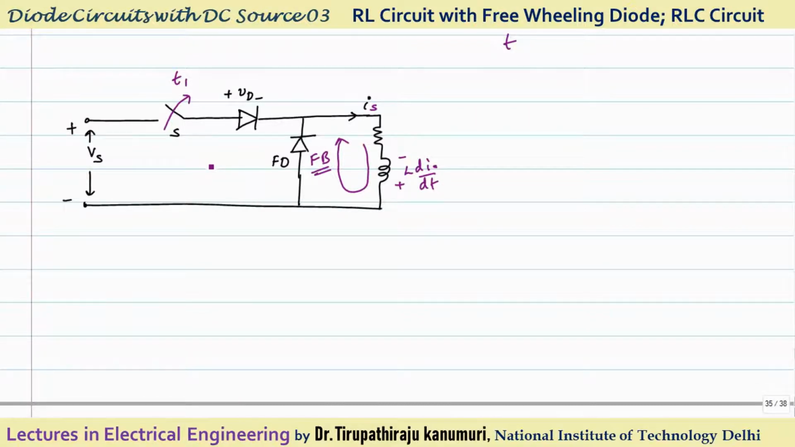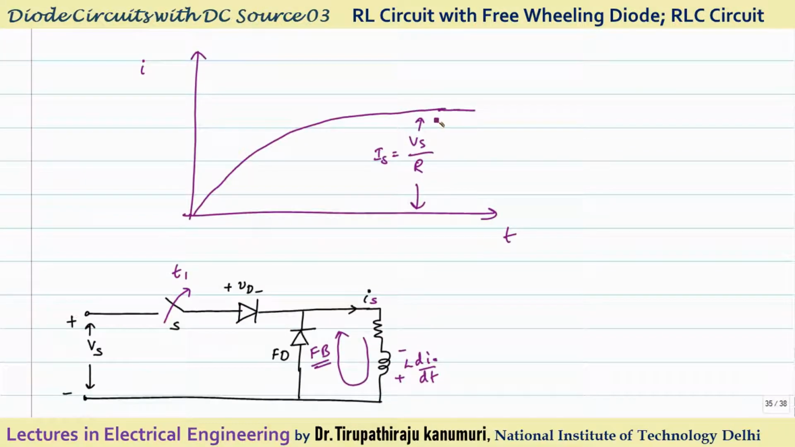Under steady state conditions, we can see that the current is a steady state value which is equal to Vs divided by R. So now when the switch is suddenly opened, this current will suddenly collapse, because when the switch is opened, the current cannot circulate through your supply. But the property of the inductor is that it will not allow a sudden change in the current, because the voltage across the inductor is L into di by dt. Now we are trying to make this current go from Vs by R to 0.